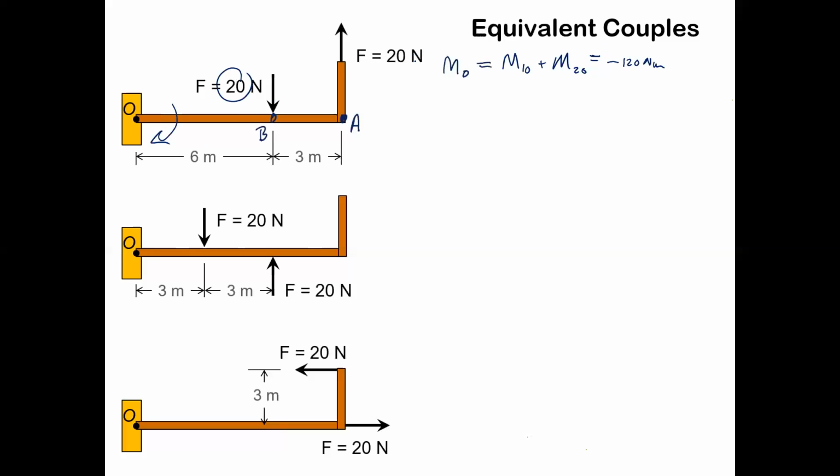But the other force at A, going up here at the end, is giving us a moment arm of 9, right? 9 times 20 is 180. And it's going the other way, so it's going to be plus 180 Newton meters, right? So the net, when you add those two together, is going to be 60 Newton meters going counterclockwise, right?